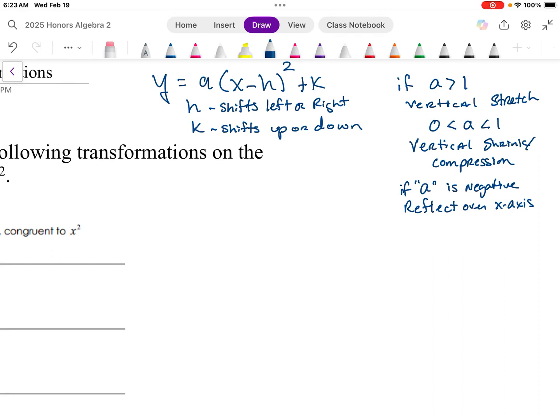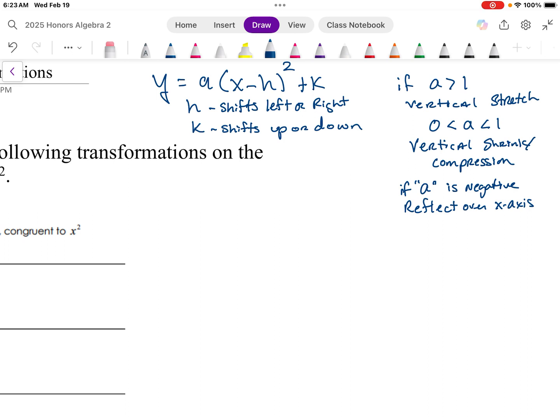All right, so just do a quick little review on quadratic transformations. I have the formula vertex form here: y is equal to a times the quantity x minus h squared plus k. Just as a reminder, again, we spent a good deal of building time on this one.